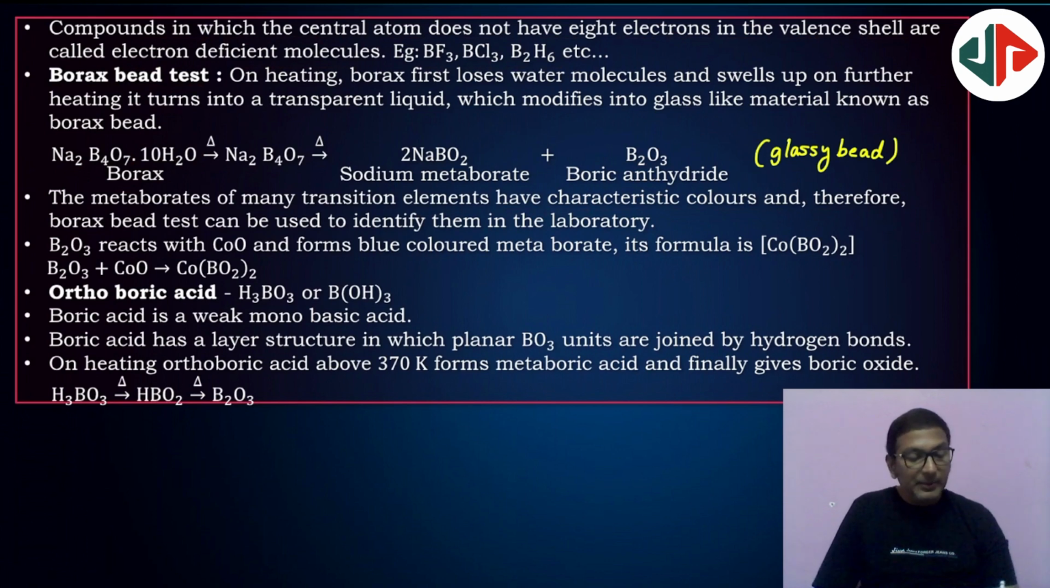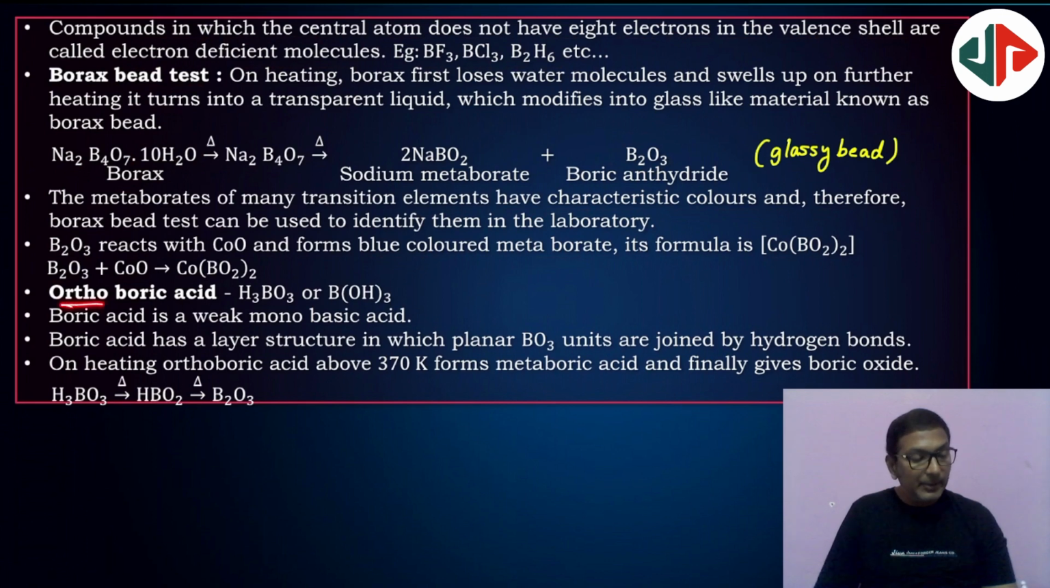See here, an example is given. The active species is B2O3, boric anhydride, which reacts with transition metal oxides to form the corresponding metaborates, which have characteristic colours. So based on the colour, we can identify which transition metal ion is present. Cobalt forms a blue coloured bead, the blue colour being the metaborate.